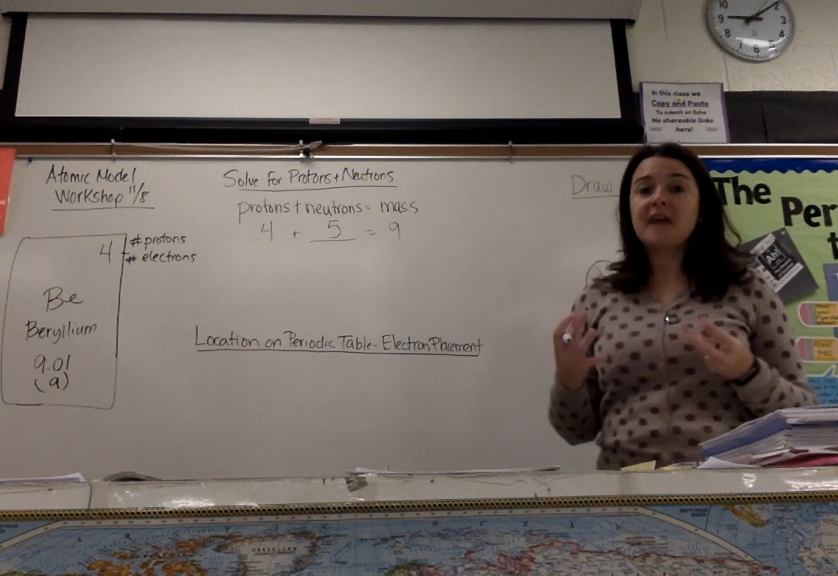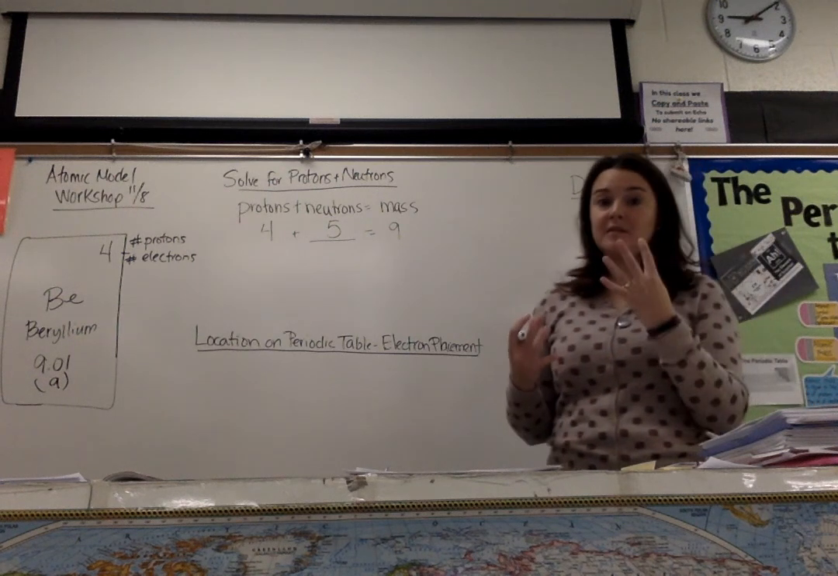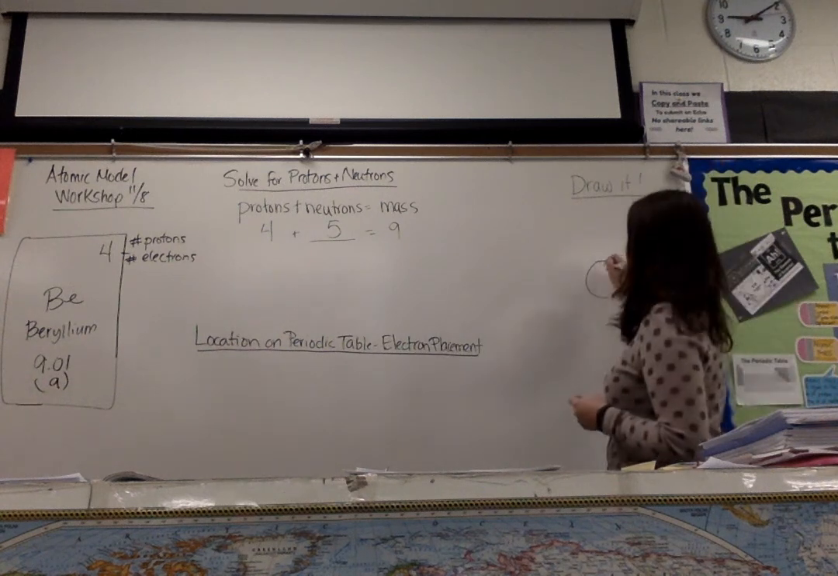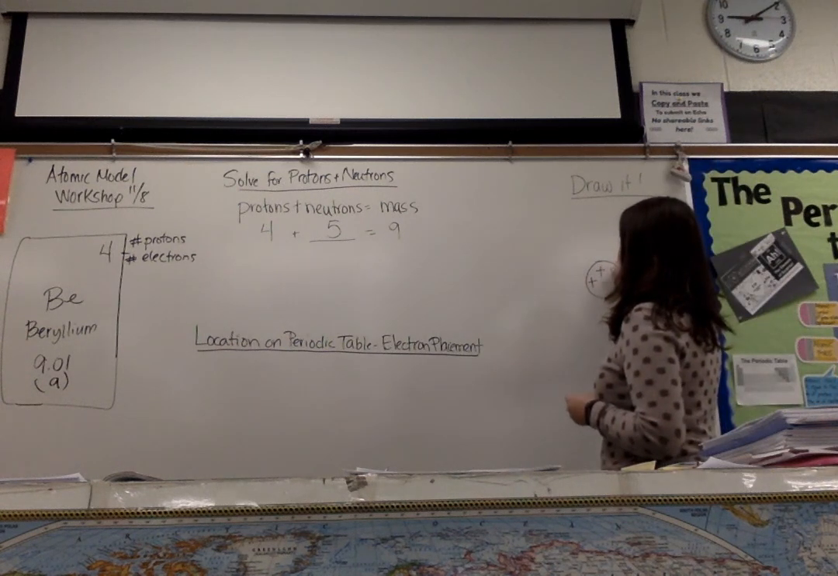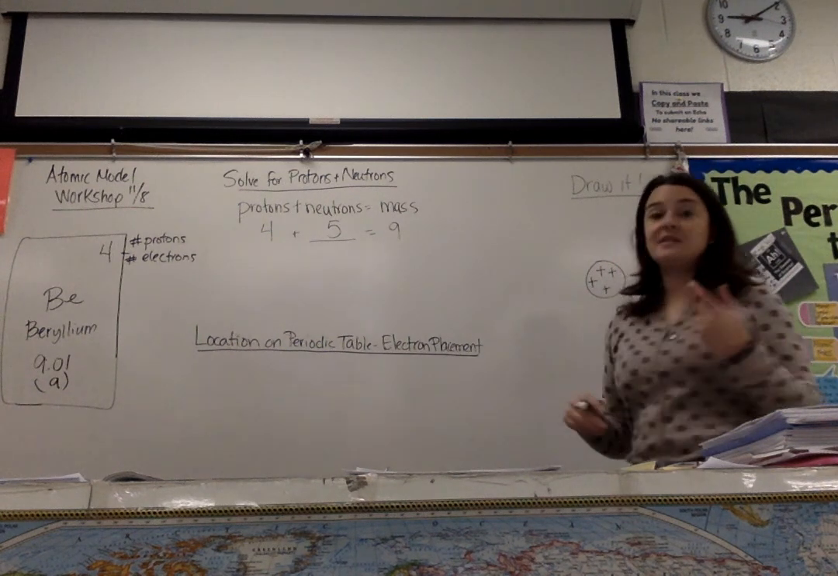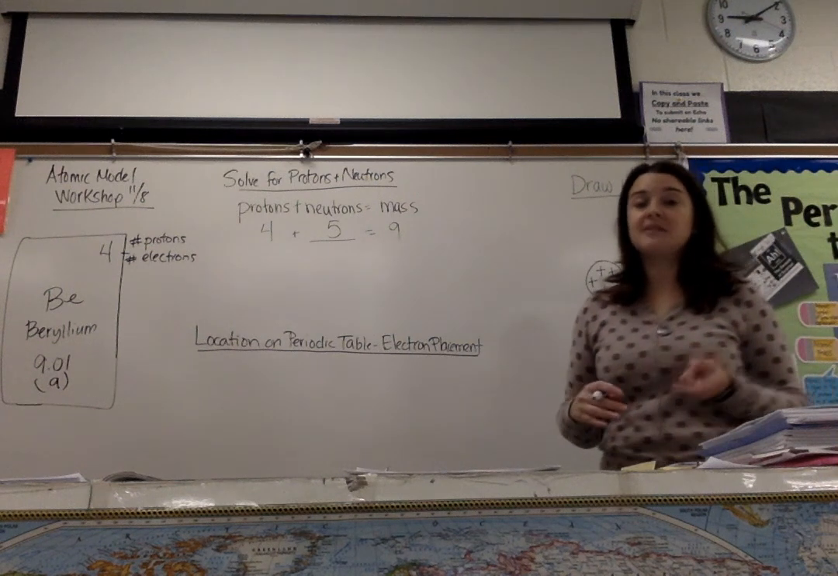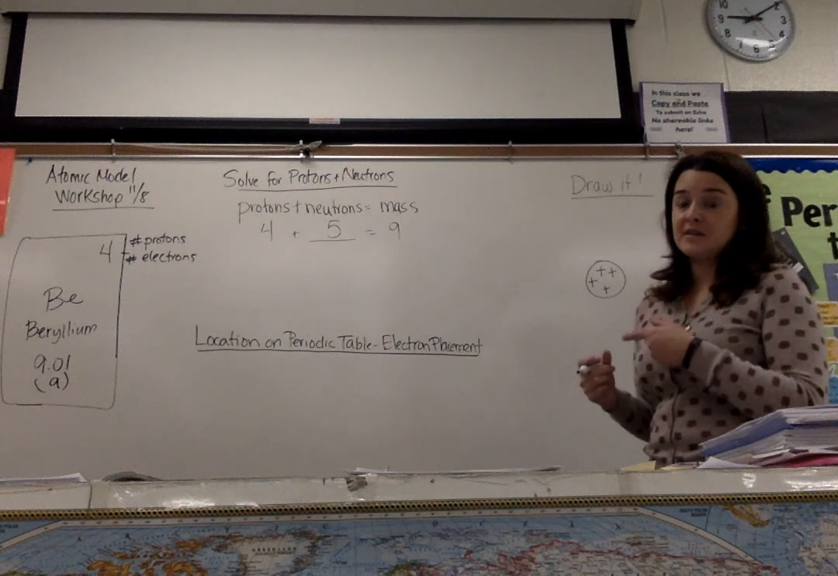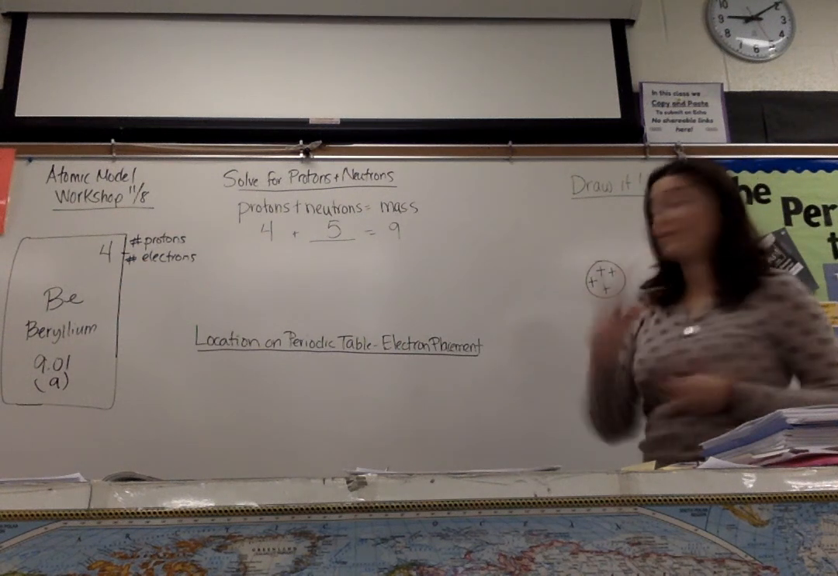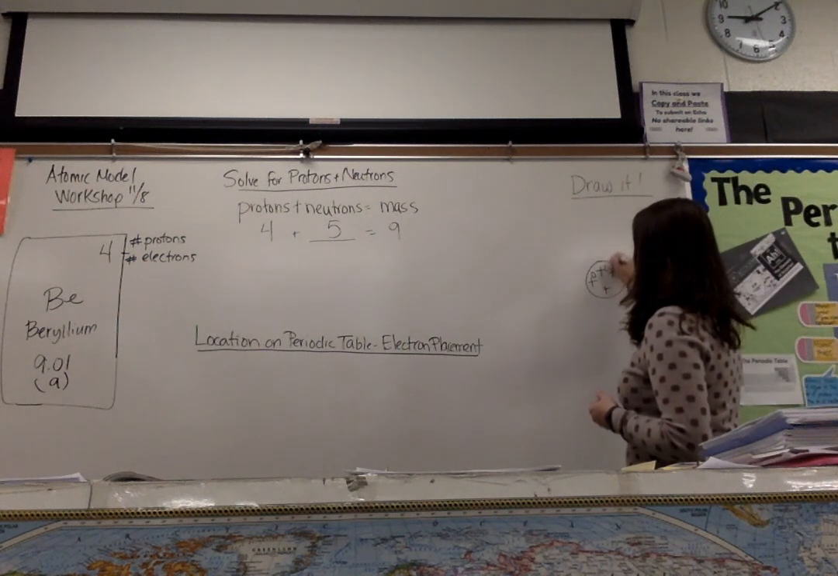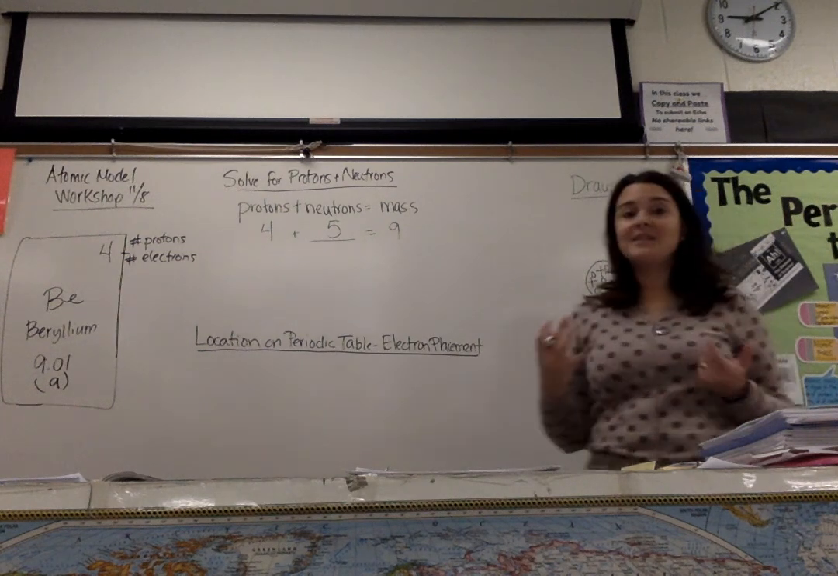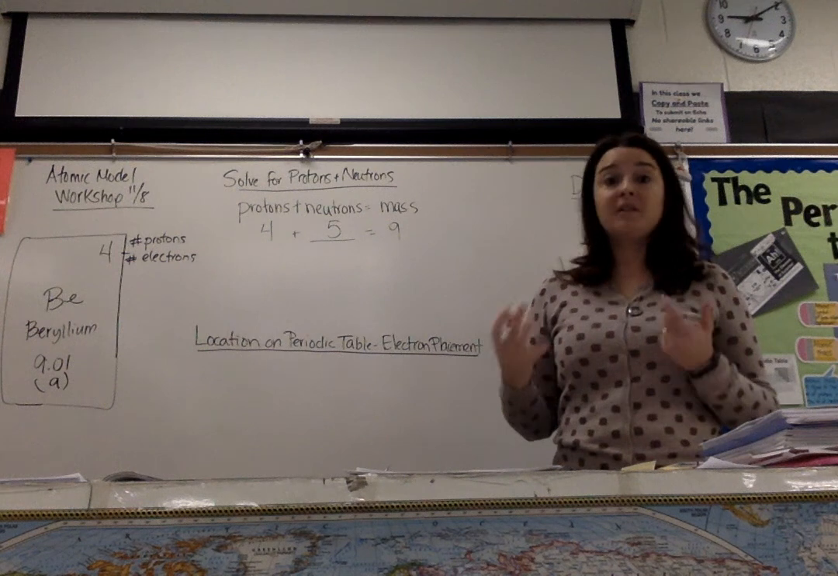For our nucleus, I'm going to draw 4 positive symbols to represent our 4 protons. 1, 2, 3, 4. And since neutrons are also in the nucleus, I'm going to use the symbol O for no charge for our neutrons in the nucleus. So I'm going to draw 5 of those. 1, 2, 3, 4, 5. The last step is to draw the electrons.